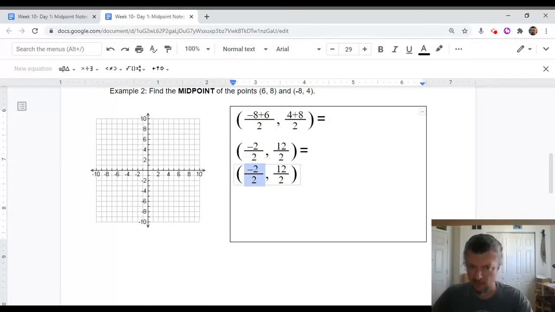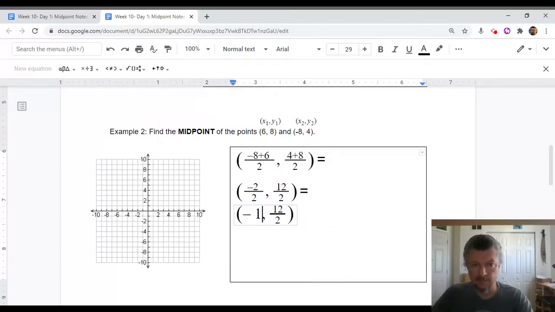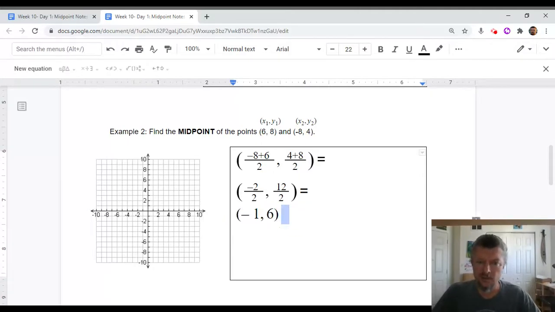Negative 2 divided by 2 is negative 1. 12 divided by 2 is 6. There we go. 6. Okay, so our point is negative 1, 6. Now, I could have made a mistake, so I'm going to go check that. And I'll be right back.